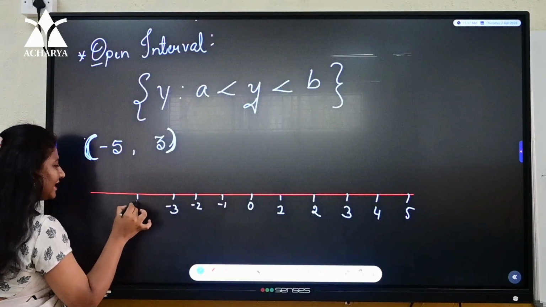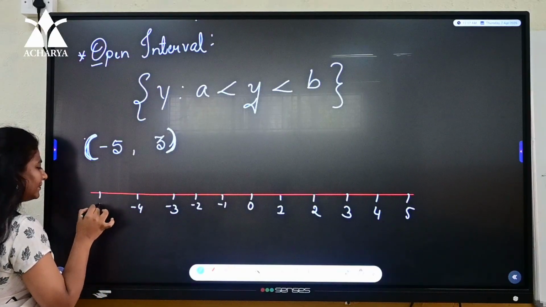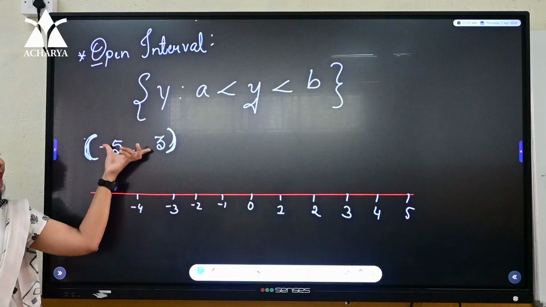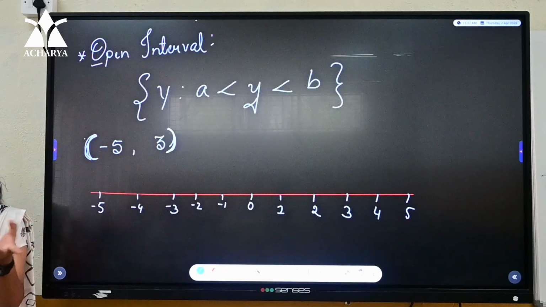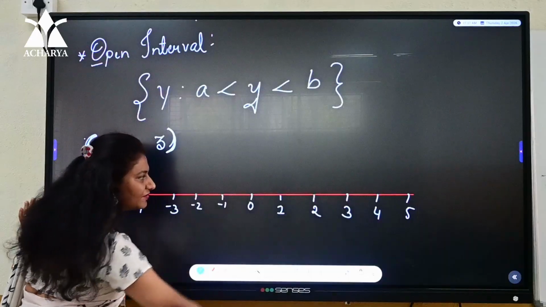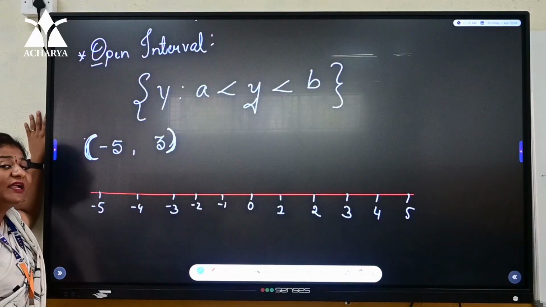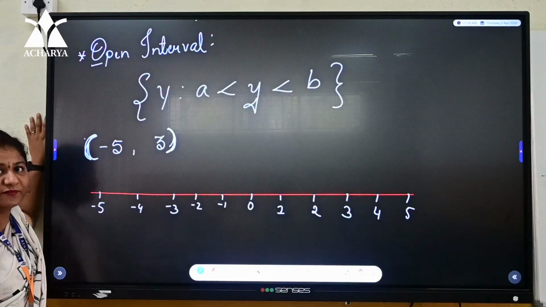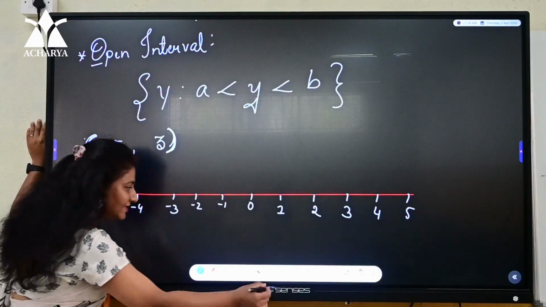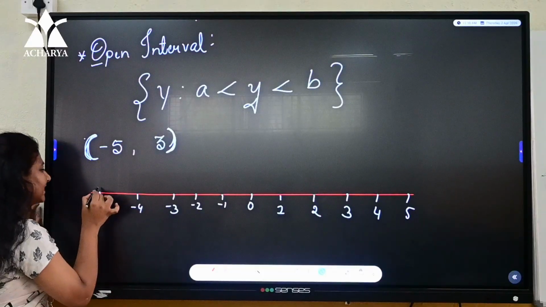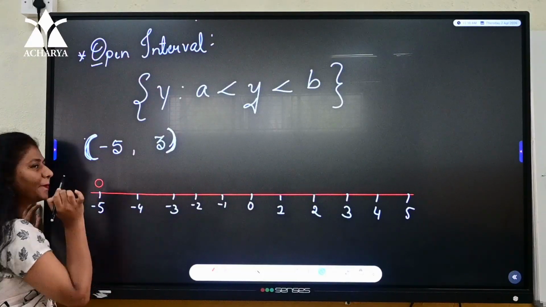So it can be written as -4 and -5. So when you are defining an open interval, it should be open. That means, when you are marking the elements on the given number line, it should not be enclosed within any kind of given set. That is, we define it as a small term, that this element is open.